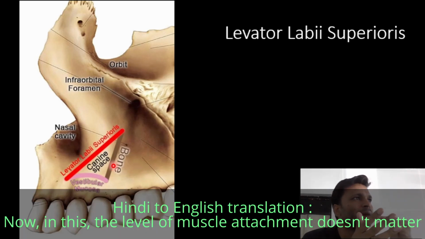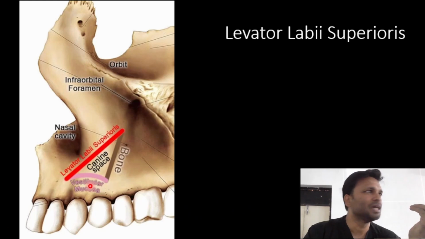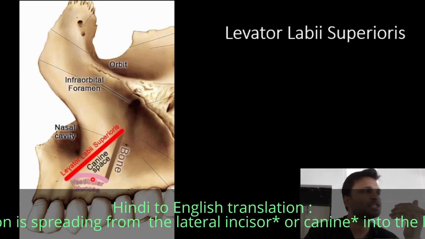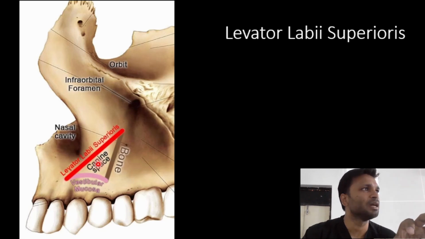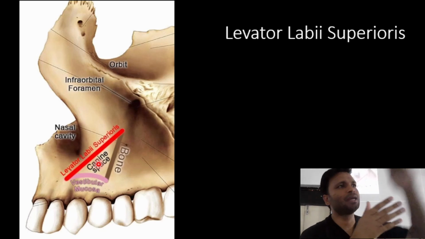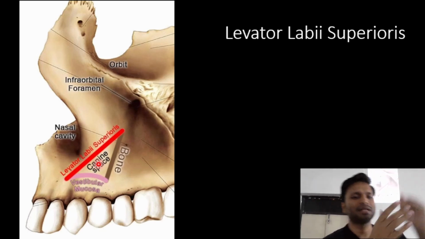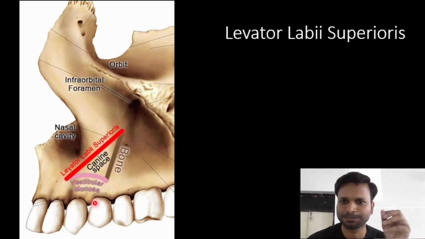Now, here it doesn't matter at which level the muscle attachment is, because it is not inserting in the bone at the level of apices, right? So if infection is spreading from the canine or premolar in the labial cortex, it is directly going to go into the canine space infection. Understood? In case of buccal mylohyoid, it was dependent on the attachment of the muscle. Okay, but here the insertion is not in the bone. It is in the soft tissue. So we already have the space that is involving the apices.